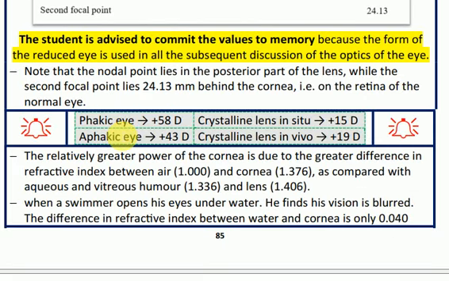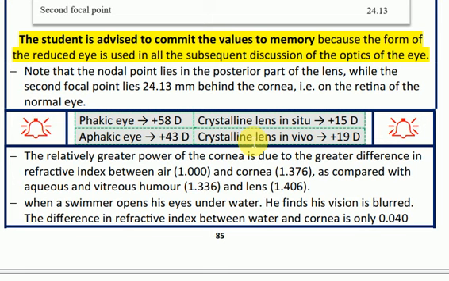The anterior focal length of the aphakic eye was found experimentally to be minus 23.23 millimeter. This gives a calculated power of plus 43 diopter for the aphakic eye. The crystalline lens thus has an effective power of plus 15 diopter. This is the difference between the power of phakic and aphakic eye: 58 minus 43.